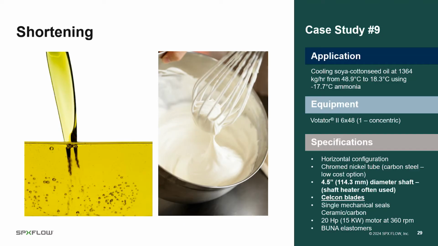We use a 20 horsepower motor. You may say, well, that seems a little too much for the application, but anytime you're using ammonia to cool something, there's always the possibility of freezing the product solid inside the Votator. And because of that, we have the 20 horsepower to help assist with getting that out of a freeze up condition.